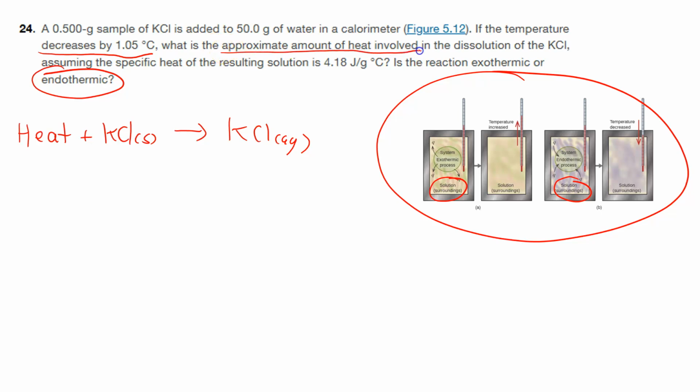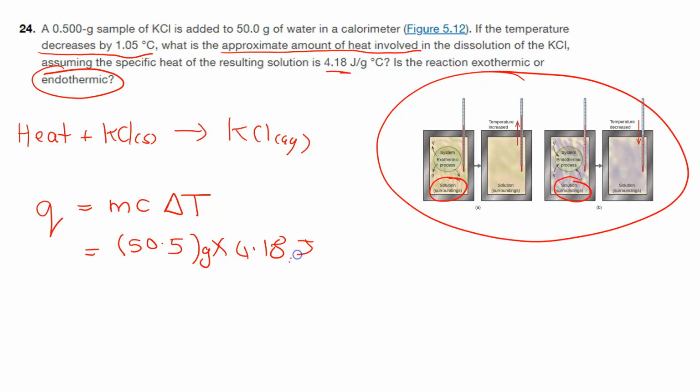So what is the approximate amount of heat involved? Well, we can do this, can't we? Q equals mc delta T. So our mass here is going to be 50.5 because we've got 50 grams of water and 0.5 grams of our sample. Our heat capacity is given to us, 4.18. We can put units in here, this is joules per gram per degree Celsius. And then the change in temperature, well, it decreased, so it needs to be negative, by 1.05 degrees Celsius. And you can see that all units except for joules cancel.